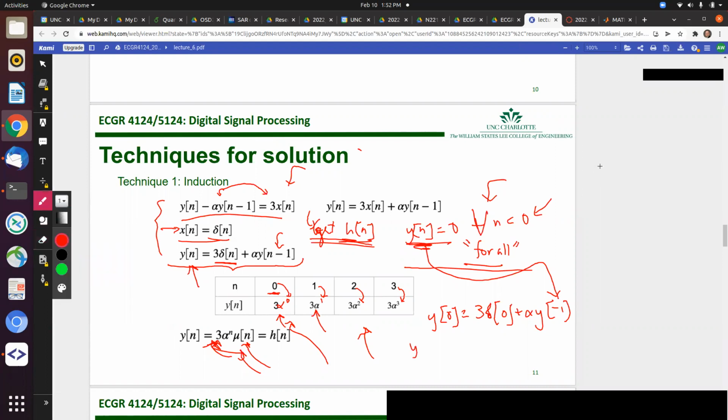So we have y of 3. That's equal to 3 delta of 3. And the big thing to see here is that for all of these deltas, where there's a non-zero value inside the argument, all these terms are 0. And then we've got plus alpha times y of n minus 1. Now n is 3, so this is y of 2. So y of 3 is just equal to alpha times y of 2. Since y of 2 was 3 alpha squared, y of 3 is then 3 alpha cubed.